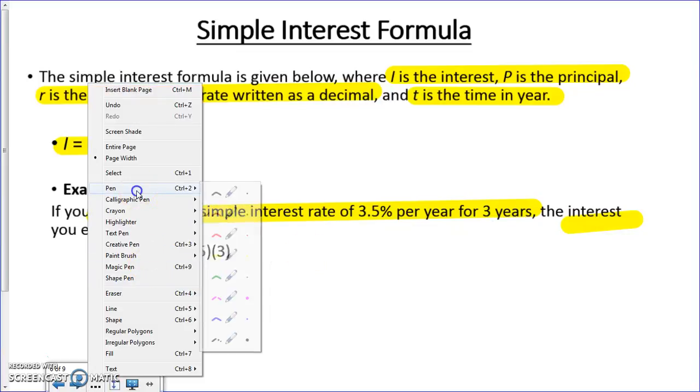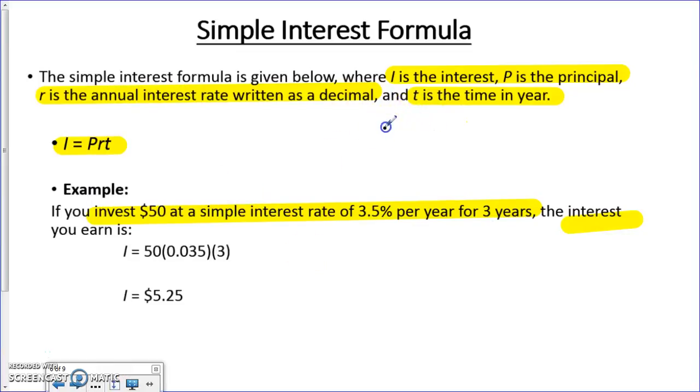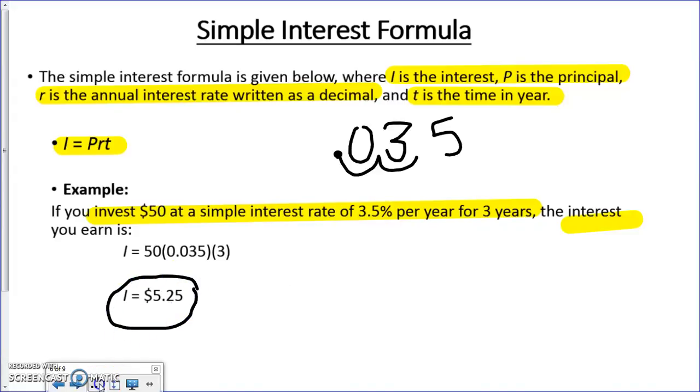But you need to change 3.5% to a decimal. So this is what I was talking about before. If you're changing a percent to a decimal, you move to the left 2 decimal places. So that's how you got the 0.035. And T is time in years, 3 years. Multiply those numbers together. The interest you would earn is $5.25.